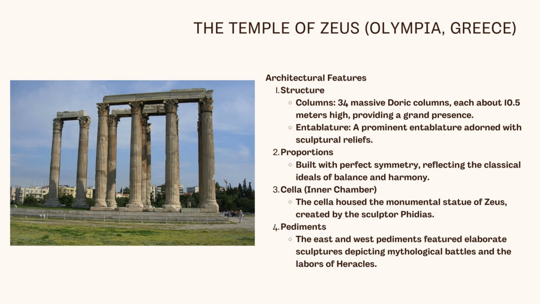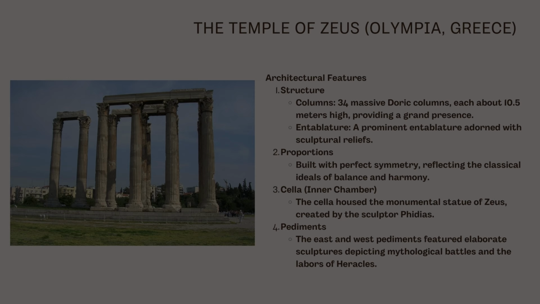A prominent entablature adorned with sculptural relief. The proportion of this building was built with perfect symmetry, reflecting the classical ideals of balance and harmony. Cella, inner chamber: the cella housed the monumental statue of Zeus, created by the sculptor Phidias. Pediment: the east and west pediments feature elaborate sculptures depicting mythological battles and labors of Heracles.